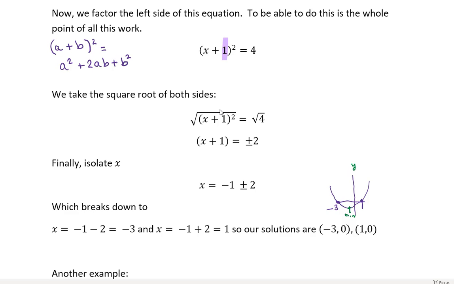And then I can go with x equals negative 1 plus 2, which is the plus half of this. That's going to give me a positive 1. So graphically, my positive 1 is here, and my coordinate point is (1, 0). All right?